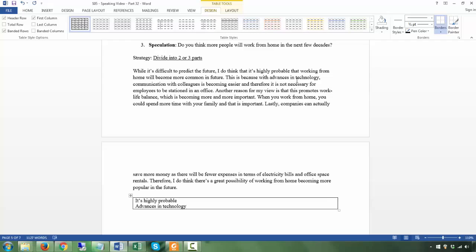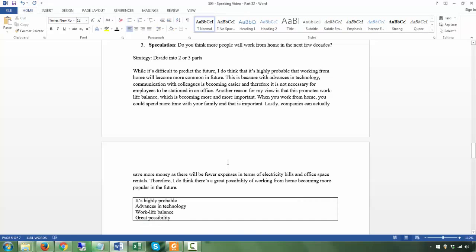Okay, then the second reason is that it promotes work-life balance. Okay, another good phrase that you should use. I mentioned this in, I think, speaking part 1, work-life balance. If you were to be asked about your work, you could kind of input this. This is something the examiners will definitely take note of. And then, okay, after that you get to this again. There's a great possibility. Okay, again, you are using language similar to "it's highly probable." You're using language to speculate. Okay.